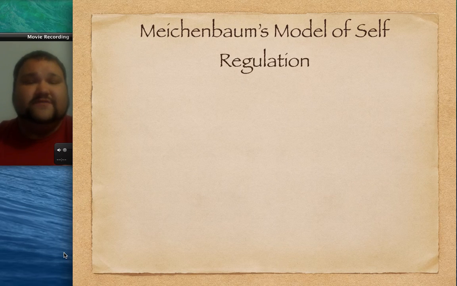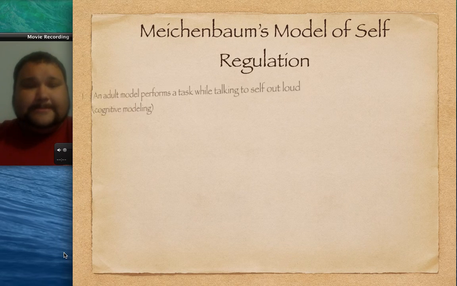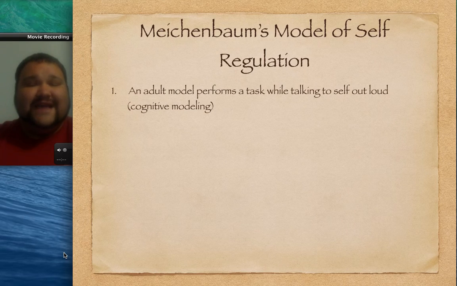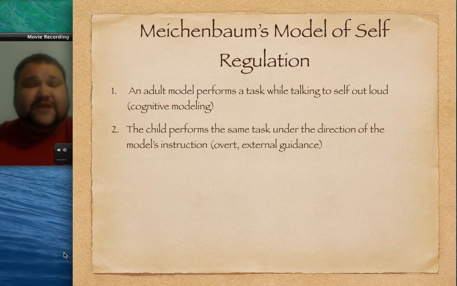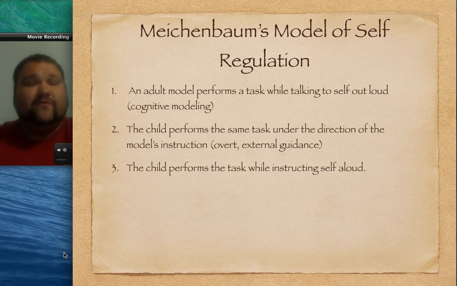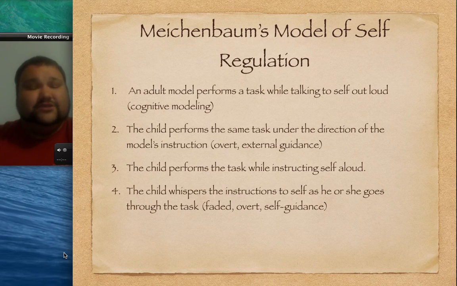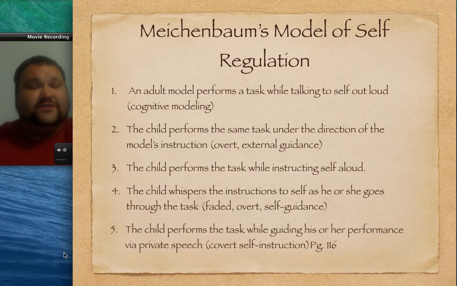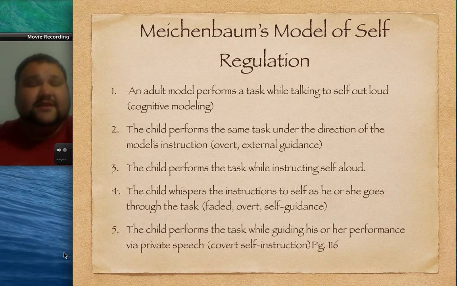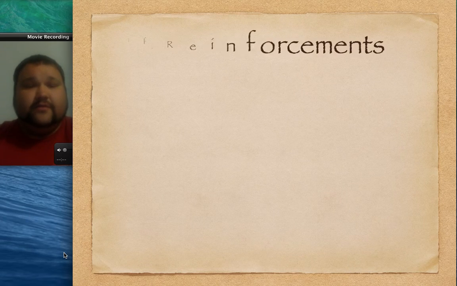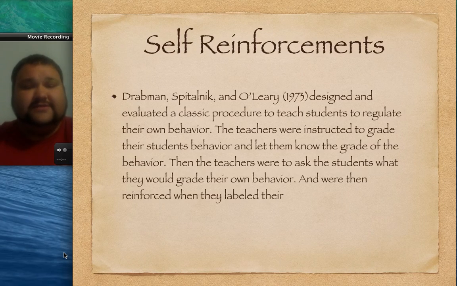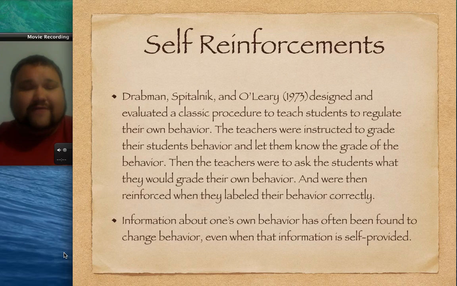Baum's model of self-regulation. An adult performs a task while talking to self out loud. It's cognitive modeling. A child performs the same task under the direction of the model's instruction, overt external guidance. A child performs a task while instructing self out loud. A child whispers the instructions to self as he or she goes through the task, fading overt self-guidance. The child performs a task while guiding through the process in private speech.